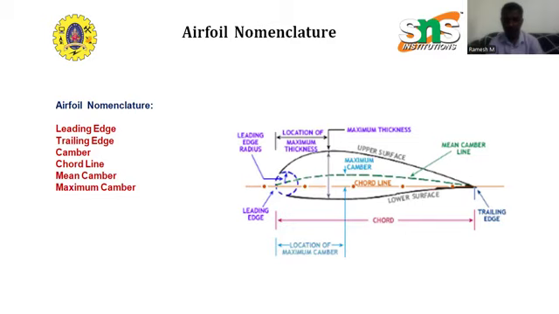Much like the upper and lower surfaces for the chord line, the mean camber line has an upper camber and a lower camber also. Maximum camber represents the maximum curvature of the airfoil. If camber is maximum, then we can get higher lift in the cambered airfoil.